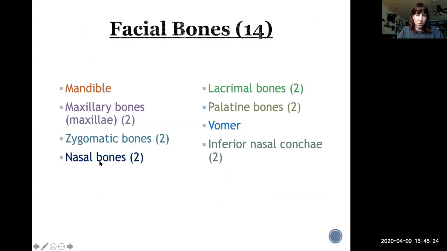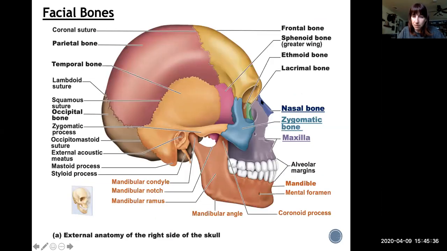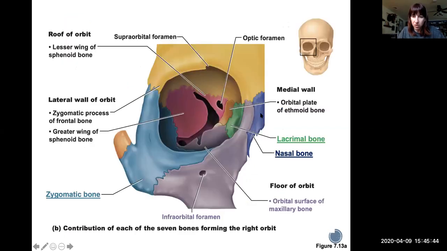Your nasal bones are actually going to be like the bridge of your nose, okay? And they are paired. There are two of them there. You don't even need to know any markings about them. And you can only really see them from anterior and lateral view. Here's a cross section of it. Here's a little piece of it here too. Okay.